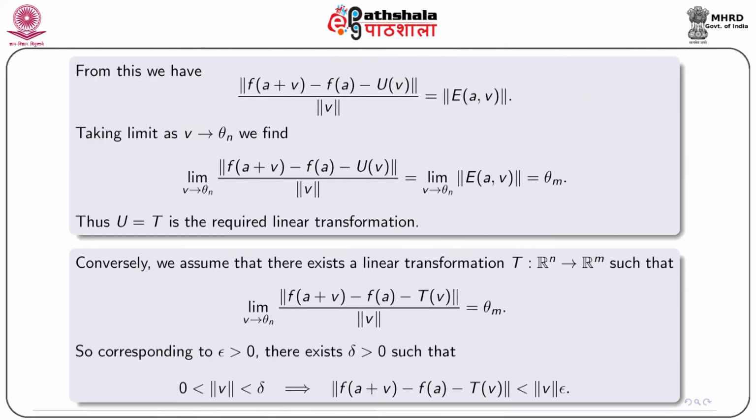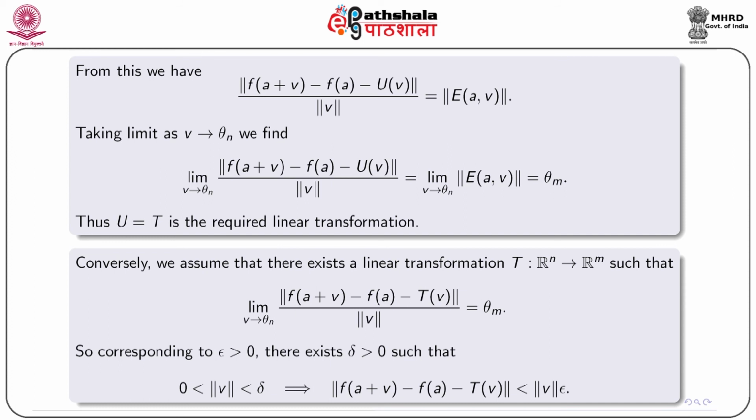From this, we have the norm of f(a+v) minus f(a) minus u(v), divided by norm v, equal to the norm of E_a(v). We take the limit of both sides as v approaches θ_n. So, we find the limit as v tends to θ_n of the norm of f(a+v) minus f(a) minus u(v), divided by norm v, equal to the limit of norm E_a(v), which equals θ_m. So, this shows that u equal to T is the required linear transformation.